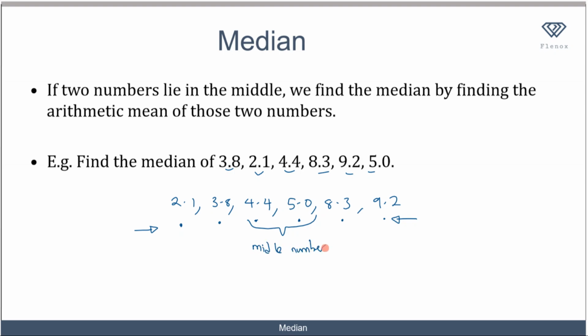So to get the median, what we do is find the arithmetic mean of those two middle numbers. So we find the mean of these two middle numbers. The mean of these two numbers will be what? 4.4 plus 5 over 2, which is 9.4 over 2, which is 4.7.